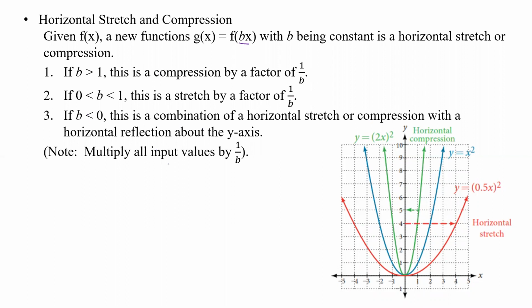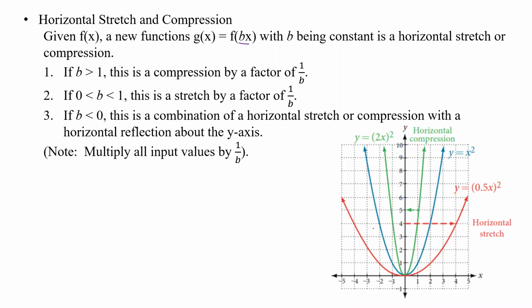Now here, basically, we're multiplying all input values by 1 over b, no matter how you look at it. So if it's 2, it's 1/2. If it's 1/2, it becomes 2, and so that's how we're looking at it. Now here, the blue is our original, and if we have a b greater than 1, say b is 2, we're going to multiply everything by 1/2.